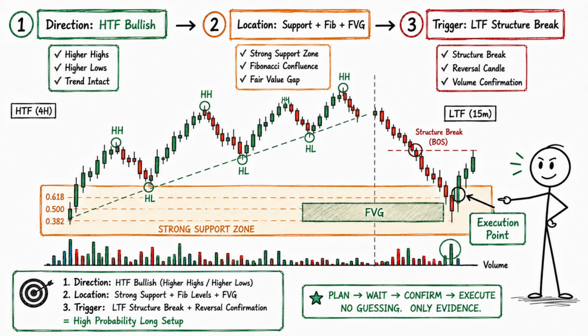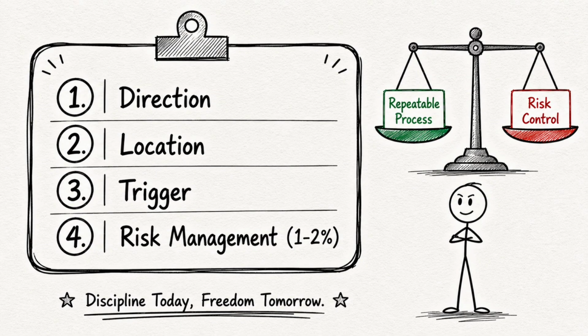Your stop goes beyond the level that invalidates your idea. Your target is defined before you enter, and your position size is calculated from your risk, not from how confident you feel. Final message. And this is the biggest lesson from all 22 strategies.